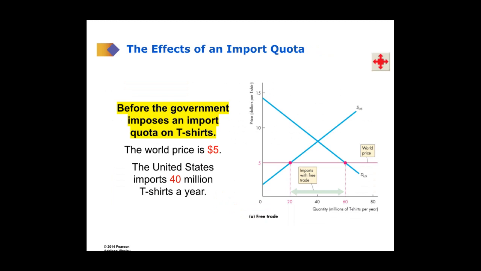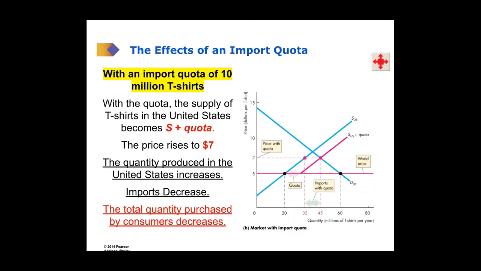So this is our free trade situation with t-shirts. The t-shirts are $5. At $5, there are 60 million t-shirts consumed. 40 million are imported, and 20 million of the t-shirts are made domestically. Now, when we add the quota, if the government says, well, you can't import any more than 10 million t-shirts, that limits how many shirts can be brought in.